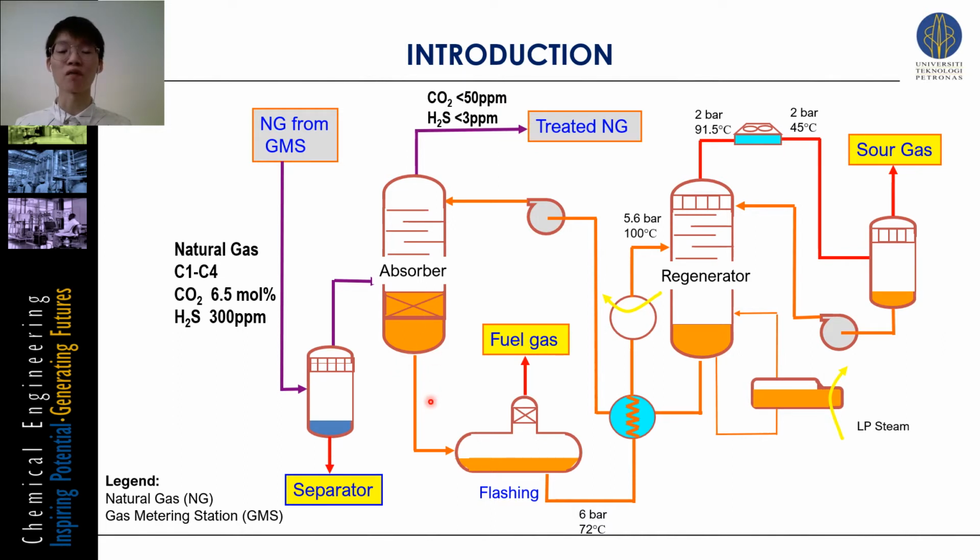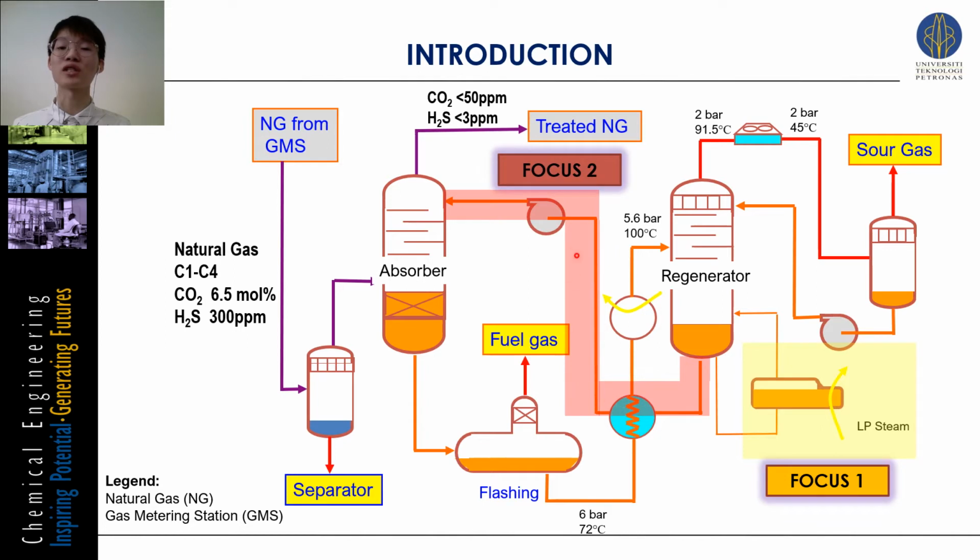From the bottom of the absorber, the rich amine flows into this regenerator. Inside the regenerator, the solvent is regenerated and becomes the lean solvent, which is recycled back to the absorber. Whereas the CO2 and H2S stripped from the solvent travel to the incinerator as sour gas. For this project, there are two main focuses. Focus one is the reboiler duty, which looks into the steam consumption, and focus two is the lean solvent circulation flow.